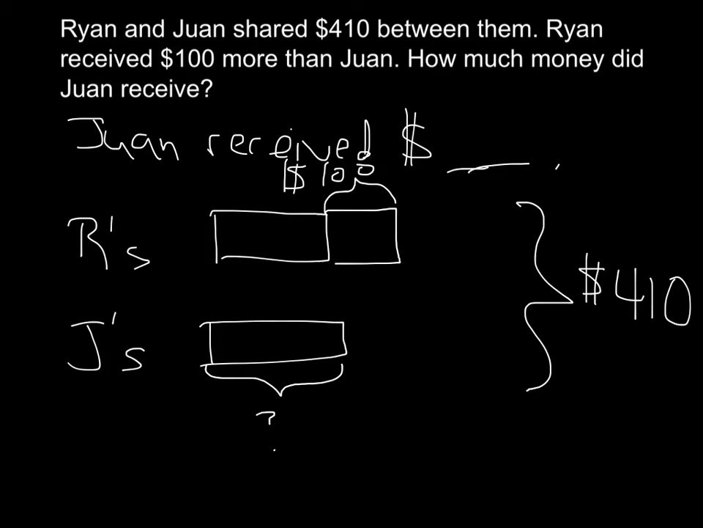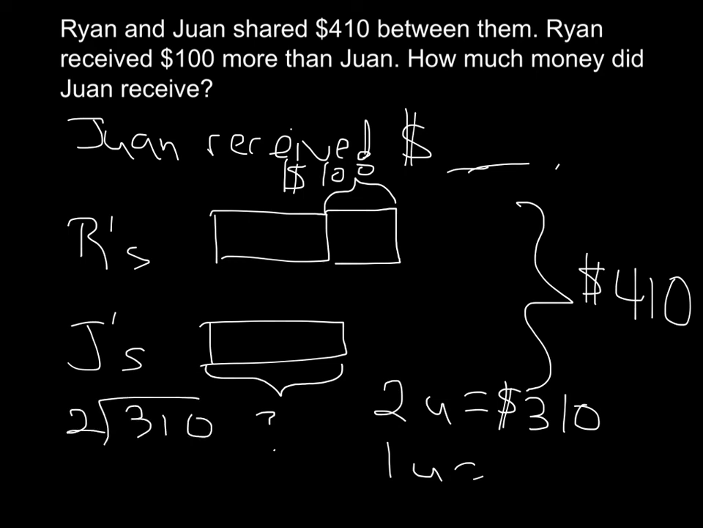And so here's what I would actually do. I recognize that 310 plus 100 is 410. So I noticed that the 2 units that I have must be $310. Those 2 units are equal, and they're 310 because 310 plus 100 is 410, which means that 1 unit would actually be 310 divided equally. So I do 310 divided by 2 to find my answer, and I get that the answer is $155. So Juan received $155.